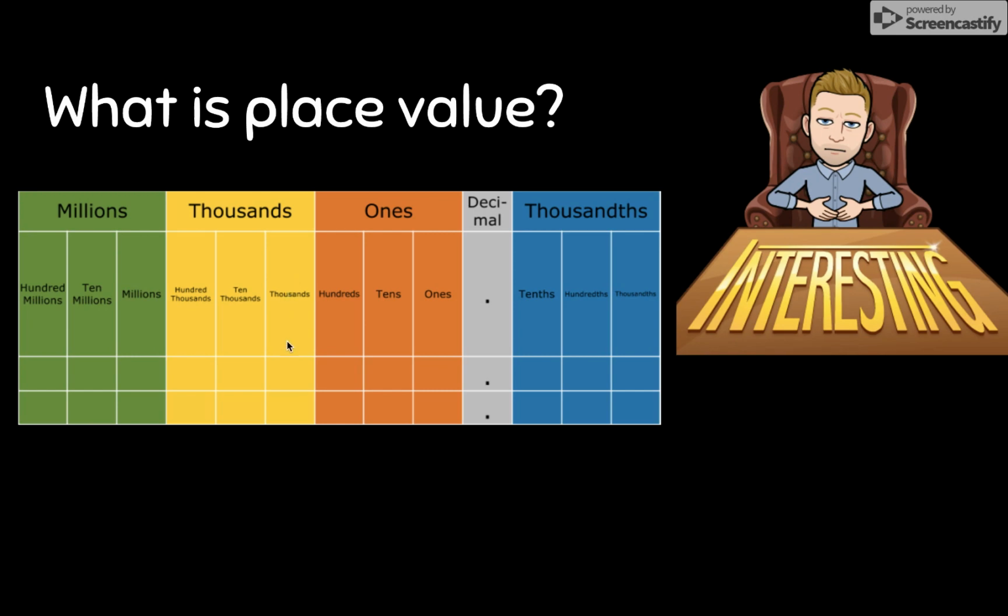So if I have $1,000 and I divide that by 10, I would then have 100. If I have $100 and I divide that by 10, I would then have $10. And if I have $10 and I divide that by 10, I would then have $1.